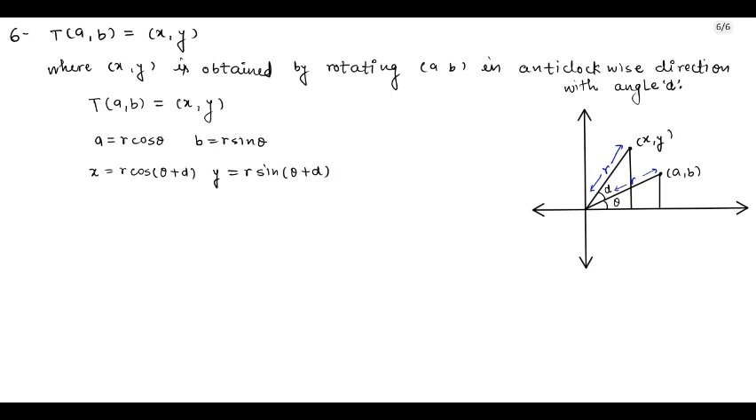Now we expand this, and we get x is equal to r cos theta cos alpha minus r sin theta sin alpha. Then we have the value of r cos theta as a and r sin theta as b, so x is equal to a cos alpha minus b sin alpha. Then you get the image of the first coordinate.